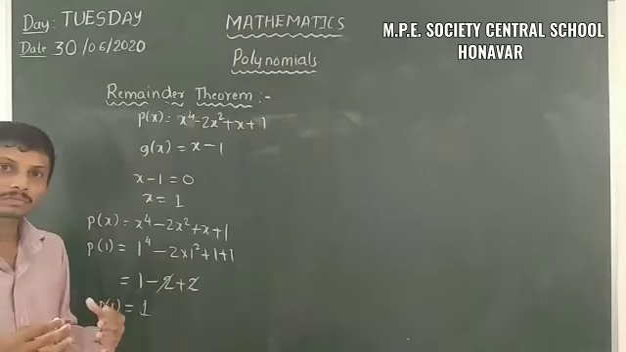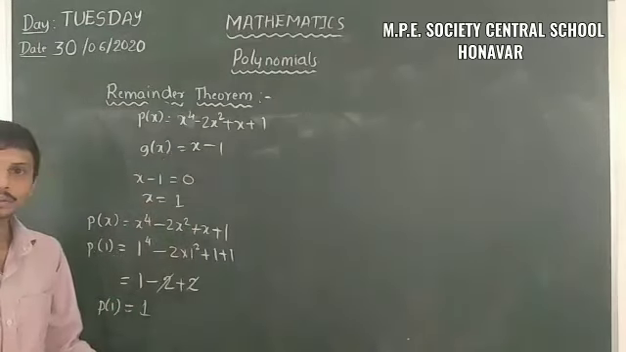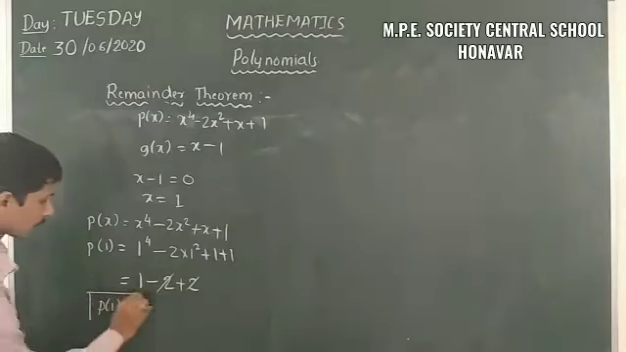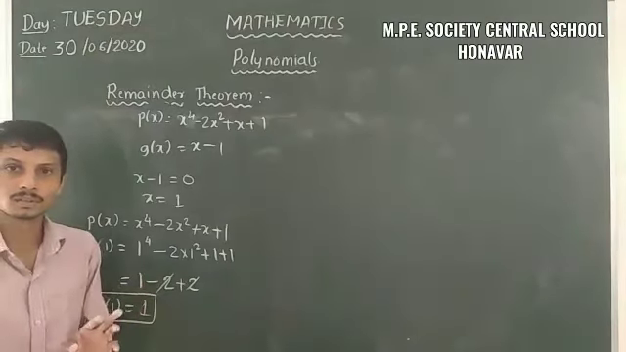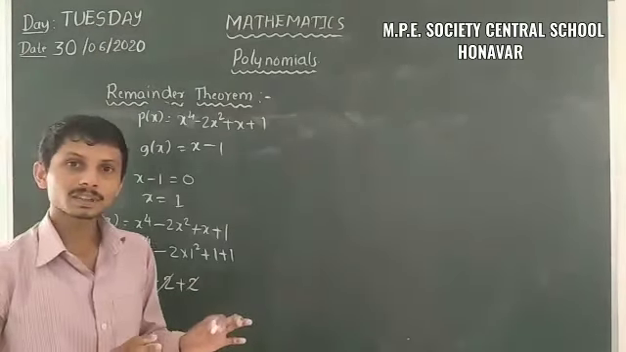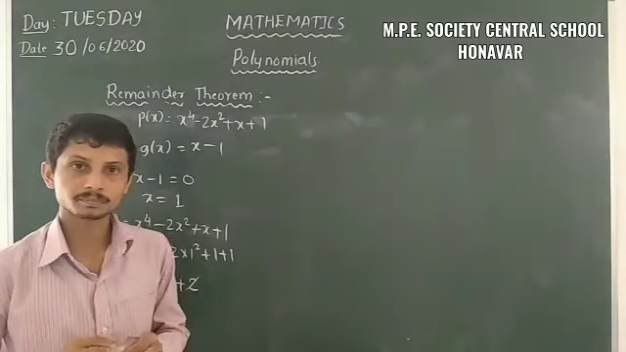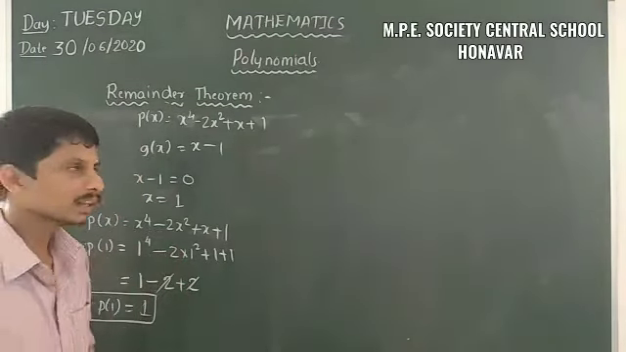So you have to take the whole division, and after that we got the remainder 1. So this is about the remainder theorem. Let us take another example.